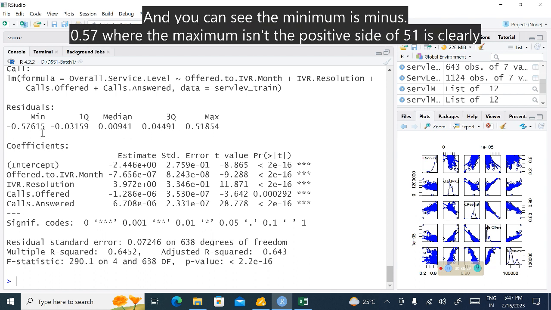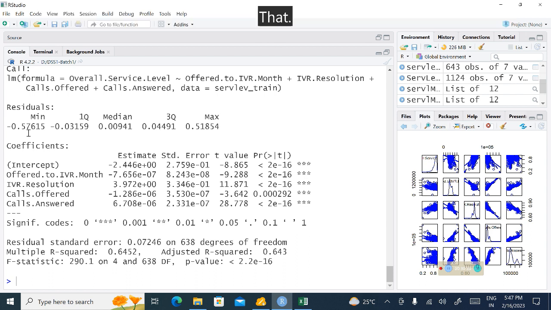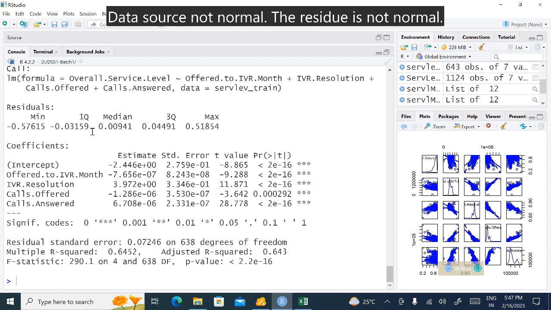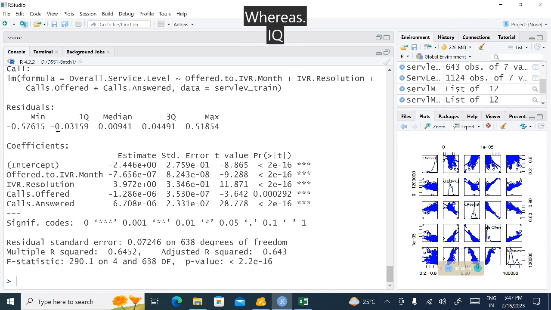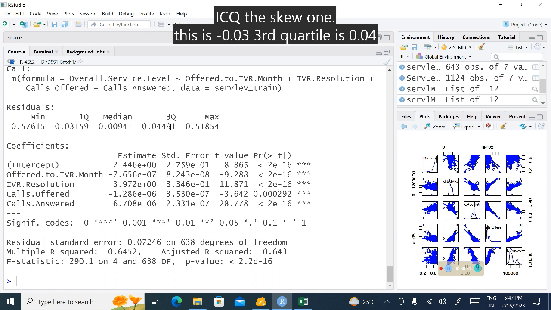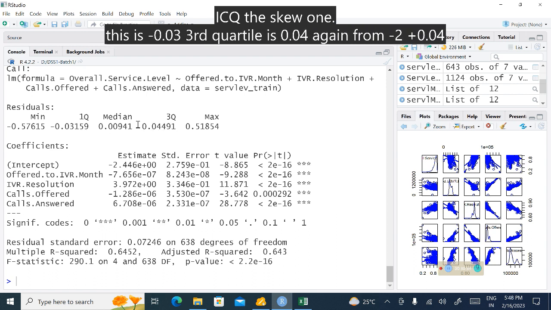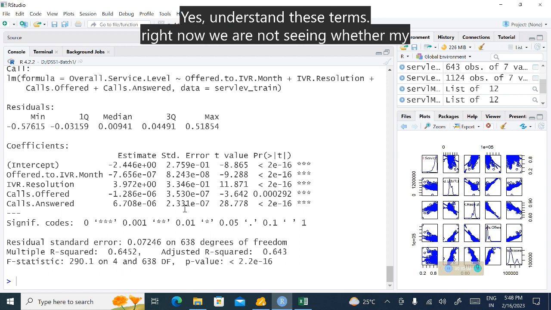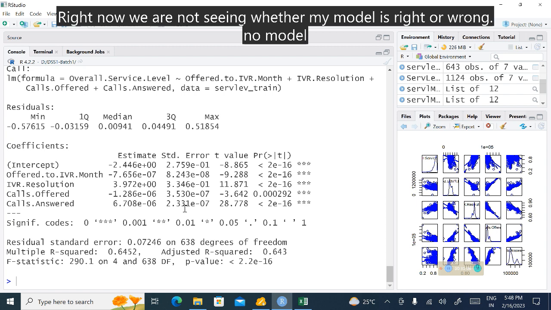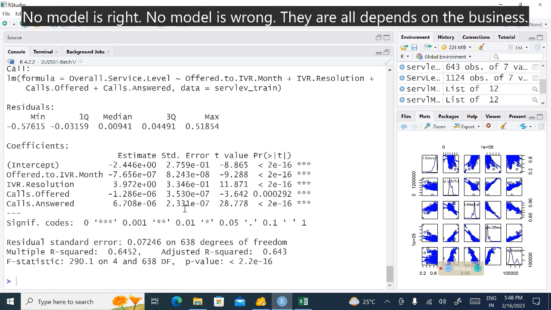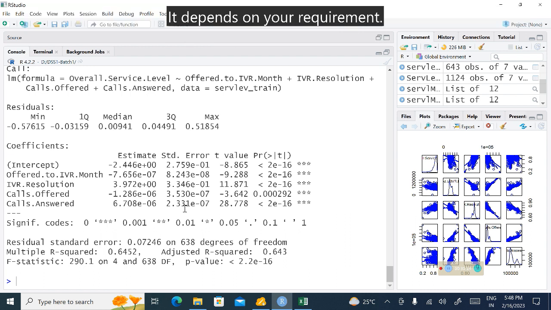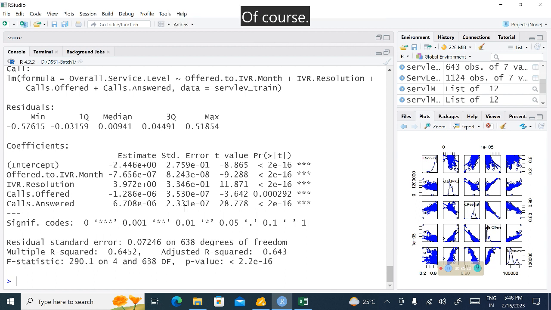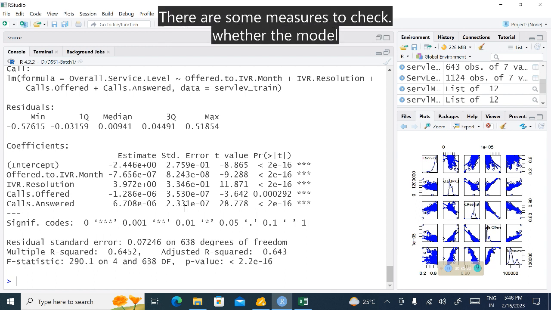This clearly indicates that there is a huge variance, and the data is of course not normal; the residual is not normal. Whereas for the IQR, Q1 is minus 0.03 and the third quartile is 0.04, again from minus to positive 0.04. Let's understand these terms. Right now we are not seeing whether my model is right or wrong. No model is right, no model is wrong. It all depends on the business and your requirement. Of course, there are some measures to check whether the model is very poor or acceptable.